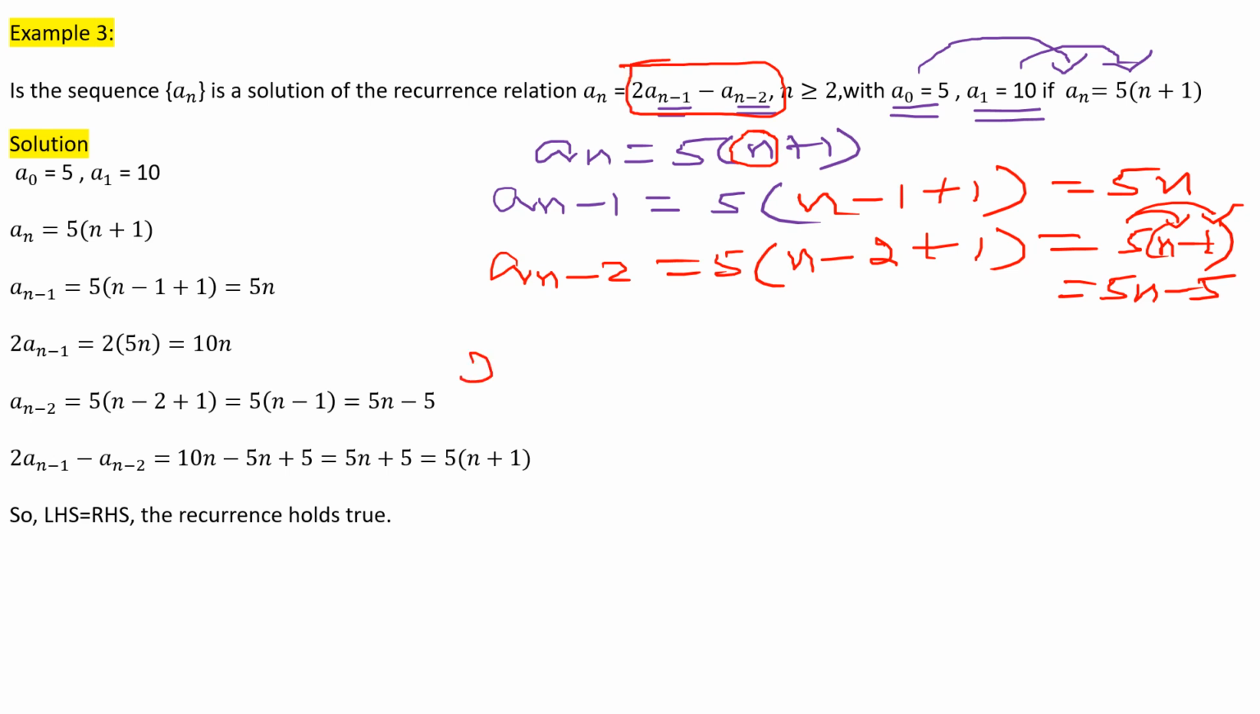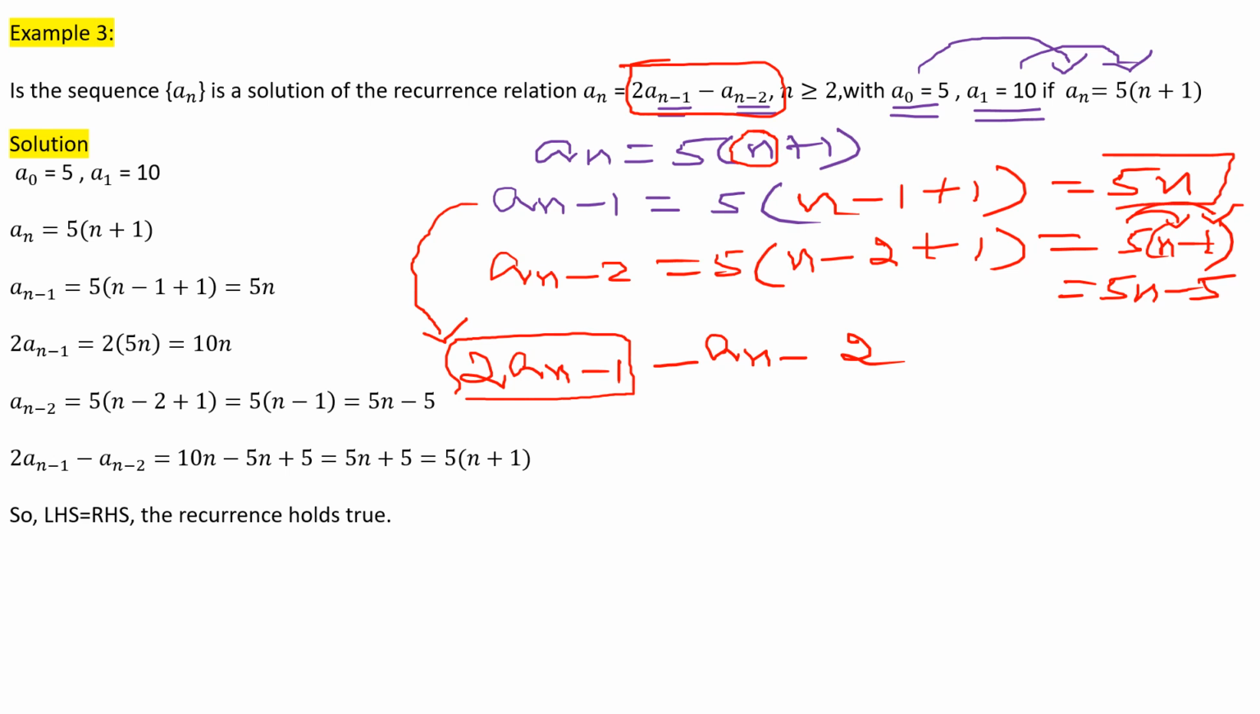So we have 2 times a sub n minus 1 minus a sub n minus 2. So what does this mean? This means I have to multiply 2 with a sub n minus 1. So this is my a sub n minus 1 answer. I have to multiply by 2. So we have 5n. This I have to multiply by 2. So this will give you 10n.